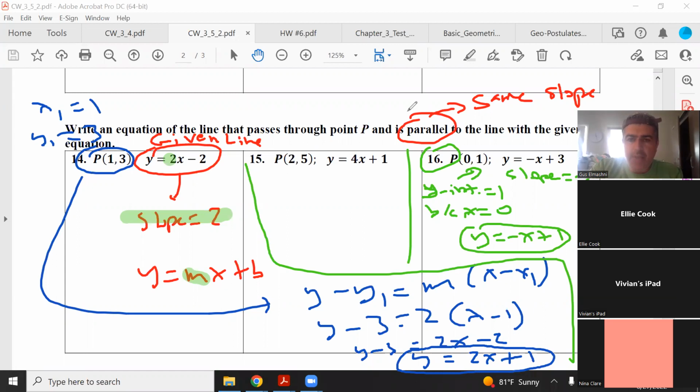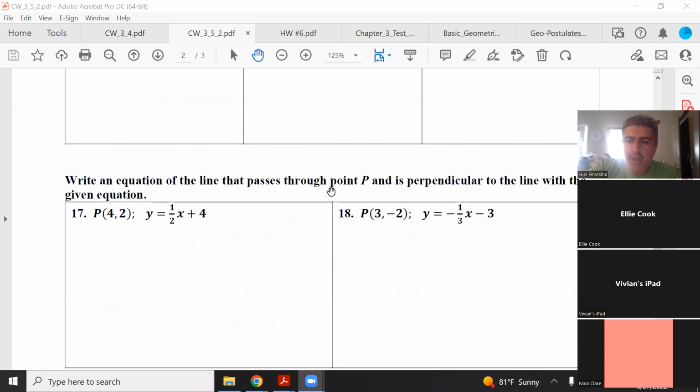But you do have to be able to extract the slope very quickly. See, there's a negative in front here, so that's why my slope is -1. And remember, parallel lines have the same slope. Questions about 16? Okay. Last one for you guys to do some practice.